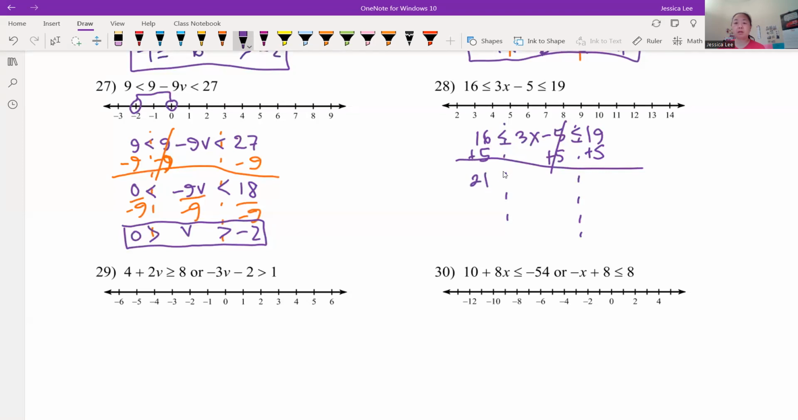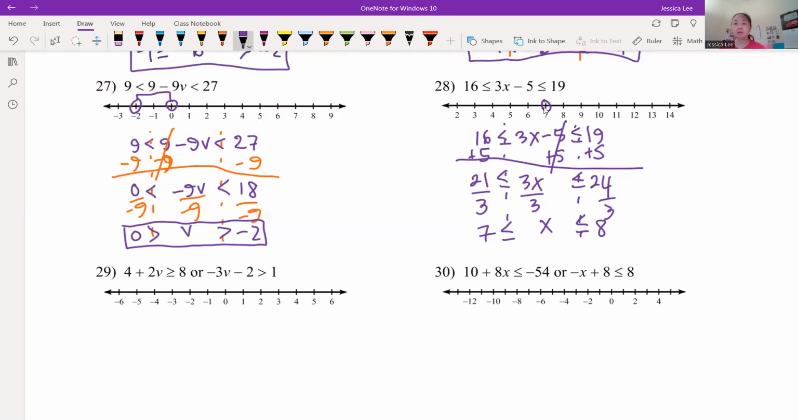And we have 21 is less than or equal to 3x, which is less than or equal to 24. All right, and we're going to divide by 3 on all 3 sides. What do we have? 7. We're not flipping the inequality because it's a positive 3. So 7 is going to be our smaller number, right? Is less than or equal to x, which is less than or equal to 8.